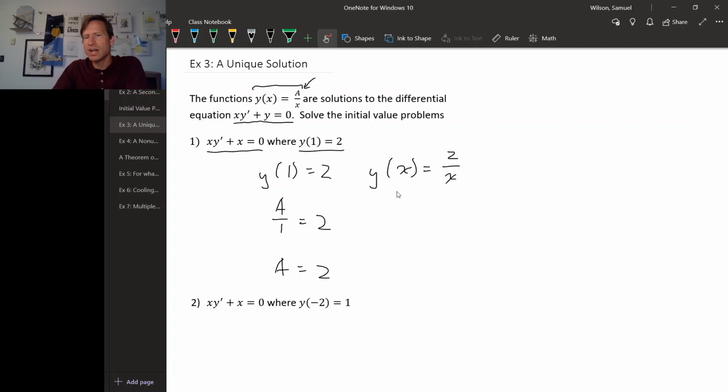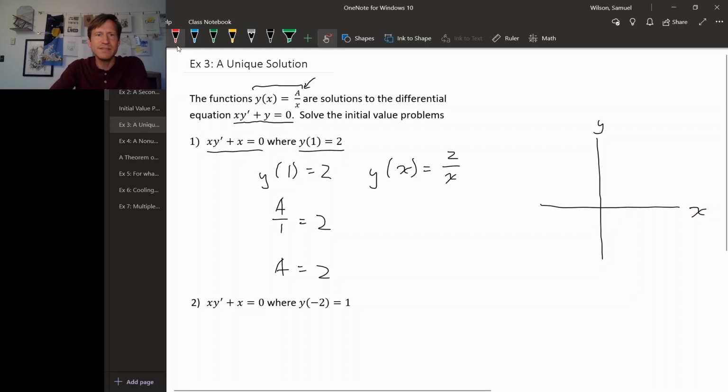But we need to be a little careful, because remember that solutions to a differential equation really only count as solutions where they are continuous. And this function is discontinuous. So let's sketch the xy plane. This initial value right here is really a point in the xy plane. The x value is 1 and the y value is the output of our function y, which is 2. So here.